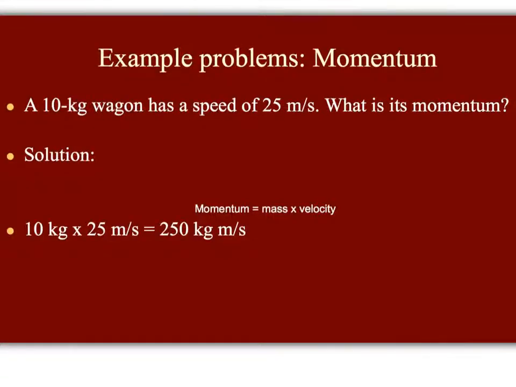Here we have a second example of a momentum problem. On this example we will have a 10 kilogram wagon, and it has a speed of 25 meters per second. What is its momentum? Now do remember that momentum equals mass times velocity. So we will take our mass, which is 10 kilograms, times our speed, which is 25 meters per second, multiply those out, and we would have a momentum of 250 kilogram meters per second.